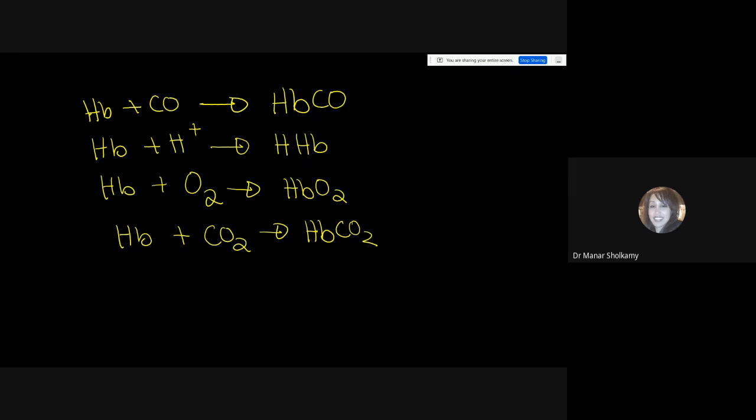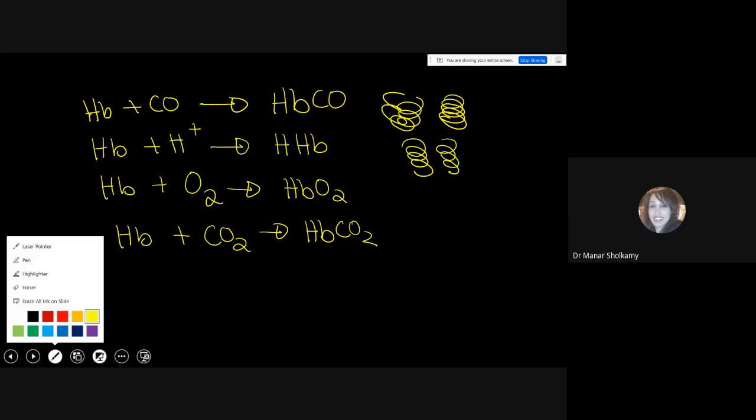Now hemoglobin is very important. You need to know its structure, and we revise this. It is a globular protein, soluble in water, with hydrophilic R groups outside, forming hydrogen bonds with water, and hydrophobic R groups inside, away from water, to maintain stability. So I have two alpha subunits and two beta subunits, remember, because it is a quaternary protein, with a heme group in the center.